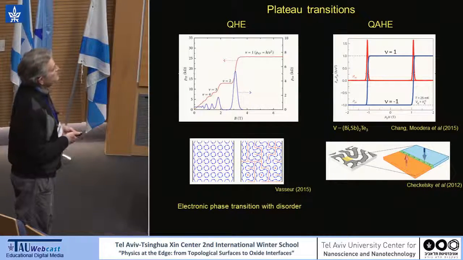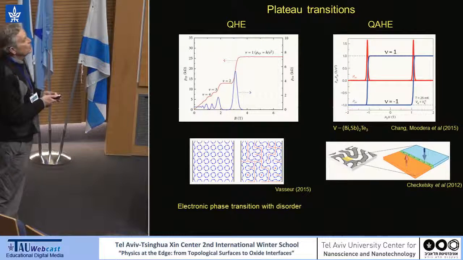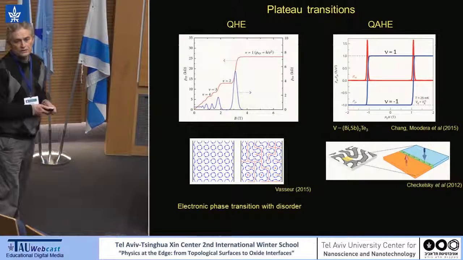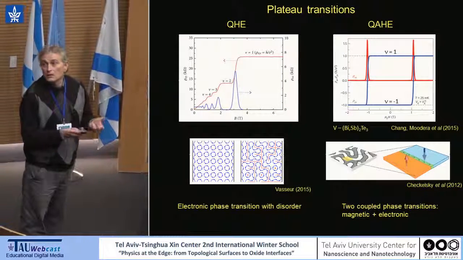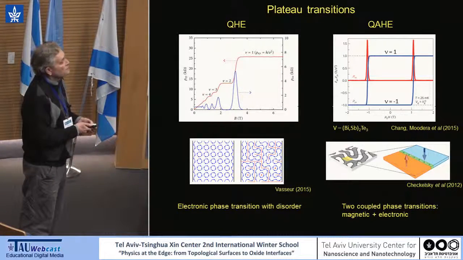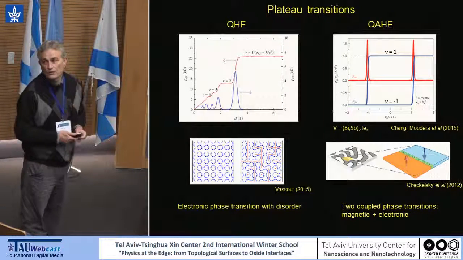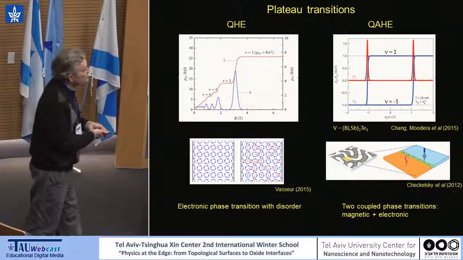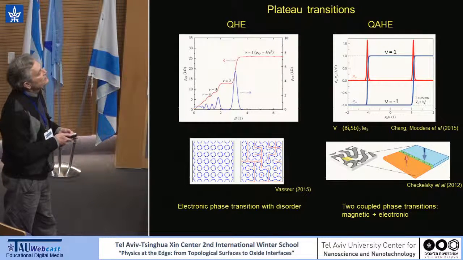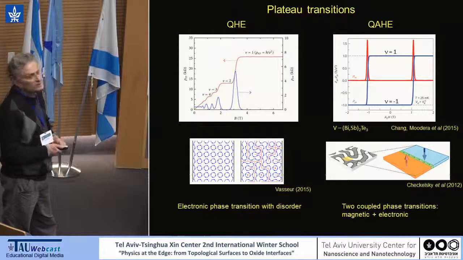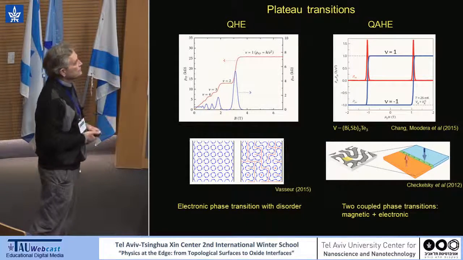So in essence, here you have a quantum phase transition of the electronic system in the presence of disorder, whereas here you have two coupled quantum phase transitions. One is the magnetic phase transition, and this phase transition drives the electronic phase transition. So what I'll be focusing on in the rest of the talk is trying to understand this coupling between the magnetic system and the electronic system, and the nature of this ferromagnetic transition here.